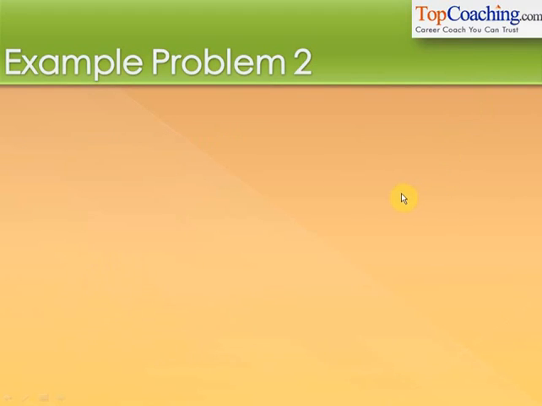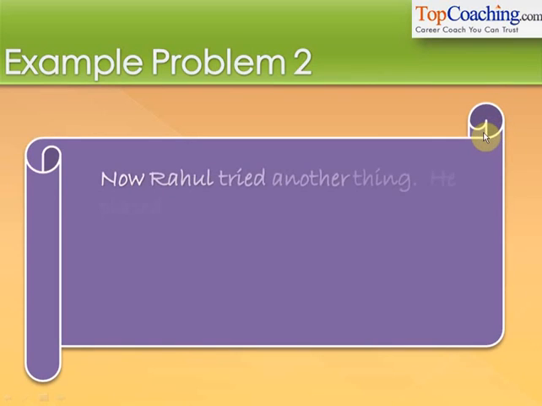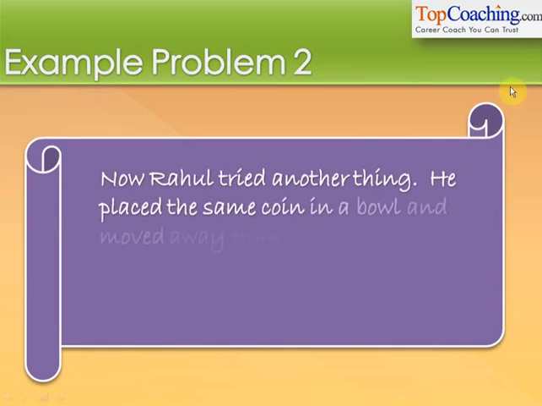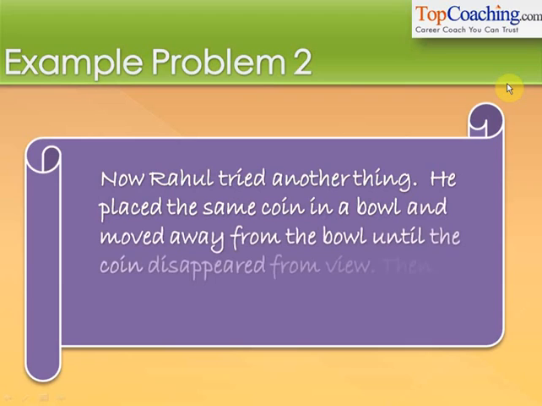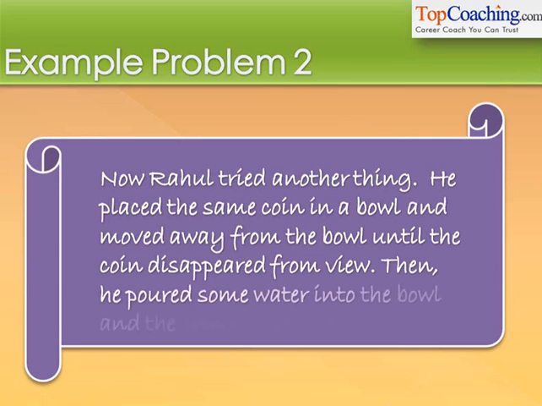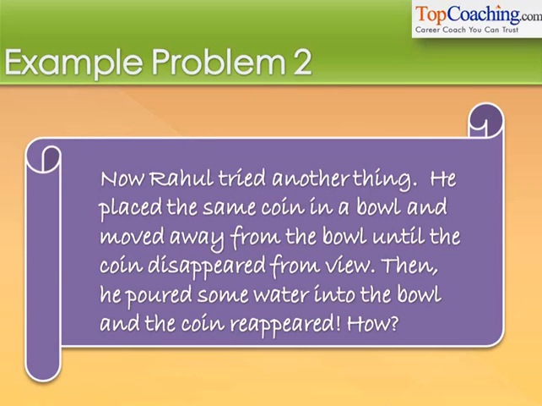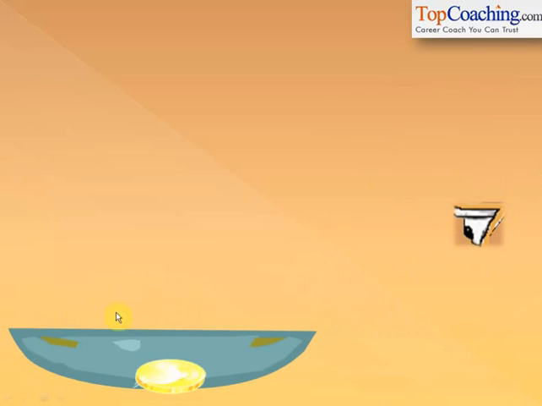Here's yet another problem. Now Raoul tried another thing. He placed the same coin in a bowl and moved away from the bowl until the coin disappeared from view. Then he poured some water into the bowl and the coin reappeared. How did this happen? What is happening in this question? It seems quite puzzling. What Raoul did was, he took a bowl and he placed a coin in it.